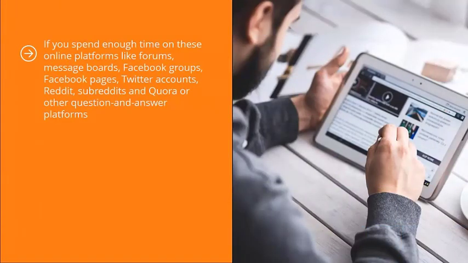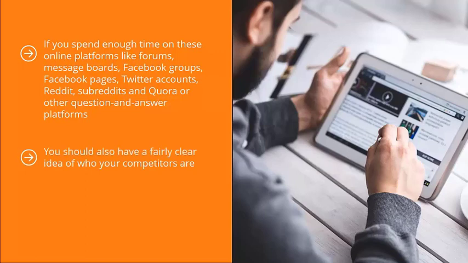If you spend enough time on these online platforms like forums, message boards, Facebook groups, Facebook pages, Twitter accounts, Reddit, subreddits, and Quora or other question and answer platforms, you should have a clear understanding of who your audience members are and their expectations. You should also have a fairly clear idea of who your competitors are.